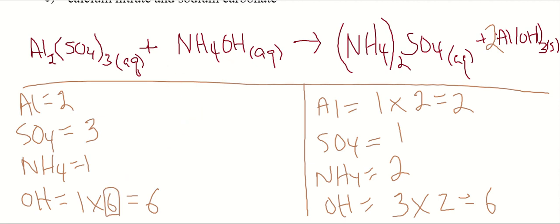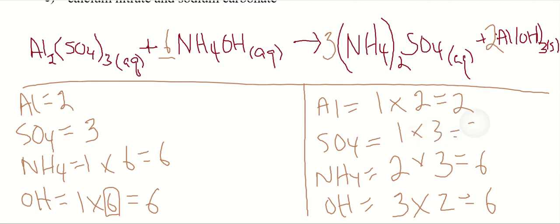So numbers only go in the coefficients. So 6 goes there. Let's update that ammonium with a 6. Got 6 ammoniums. Let's go back to the right side. Multiply that by 3 to get 6 ammoniums. And now let's update that sulfate as well, times 3. All right, so we are good now. Everything is balanced. The coefficients are going to be 1, 6, 3, and 2.